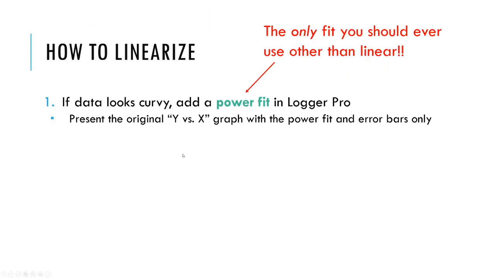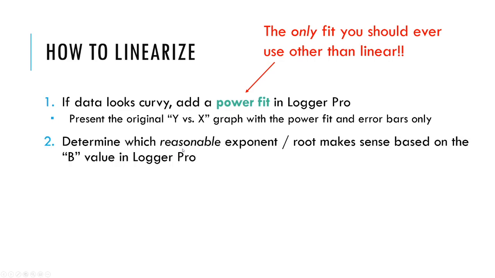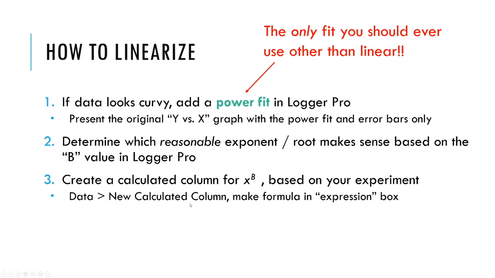Please, please, please remember, linear or power are the only things you're ever going to use. Decide what exponent makes sense to you, what's a nearby mathy exponent that you think would show up in a physics equation. In Logger Pro, it becomes really easy because it'll let you toggle. So we're usually going to do x to the b. We saw time looked like it was raised to the second power, so we calculated t squared.